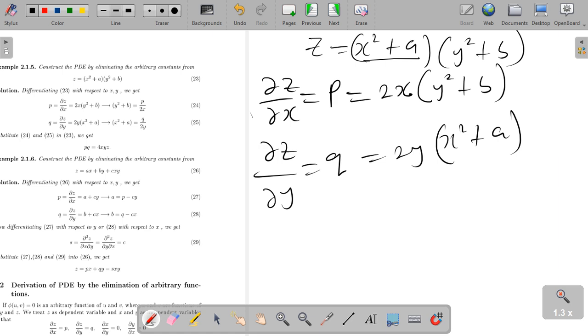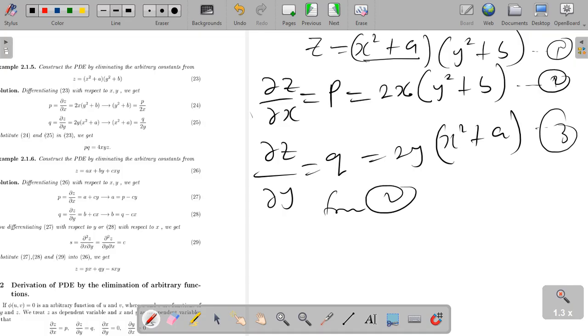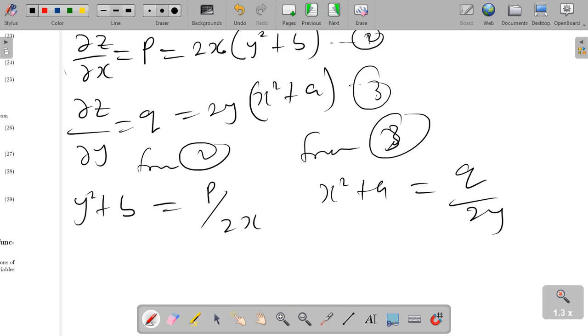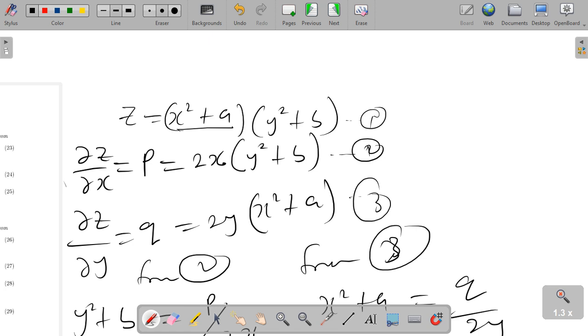From equation 2 I can make y squared plus b the subject, giving you p over 2x. Then from equation 3 I can make x squared plus a the subject, giving you q over 2y. So substitute these two things in equation 1. So z is equal to, instead of x squared plus a, I'll put q over 2y plus, instead of this one, p over 2x. So you have eliminated all the constants.